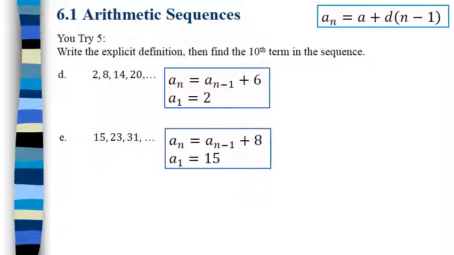Okay, go ahead and try this one. You're writing the explicit definition and finding the 10th term. I've already written the corresponding recursive definition that you found from the last you try. Okay, welcome back. Here are your answers.